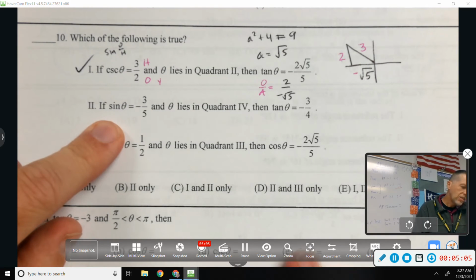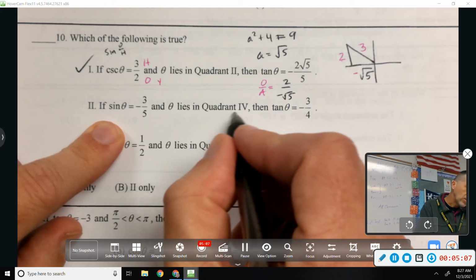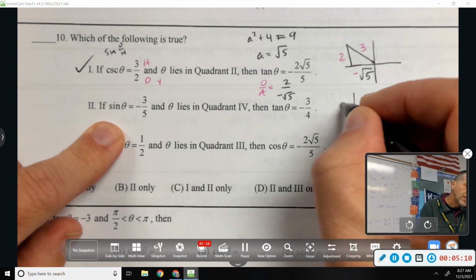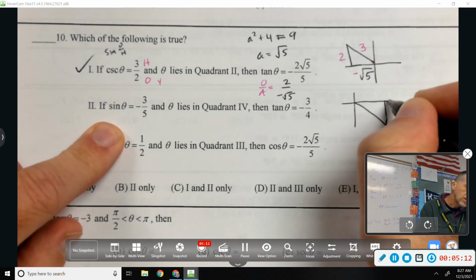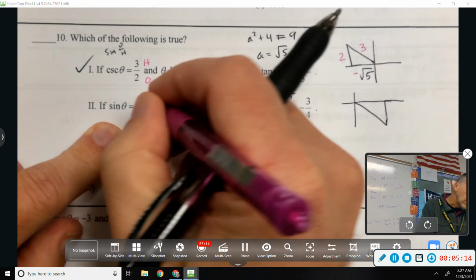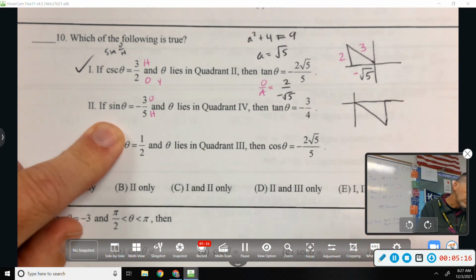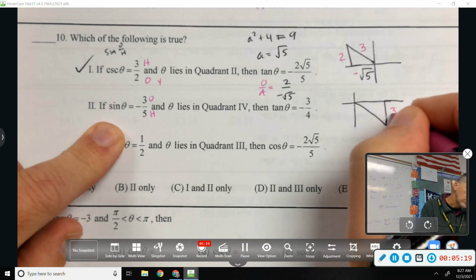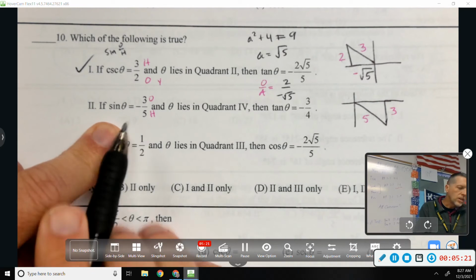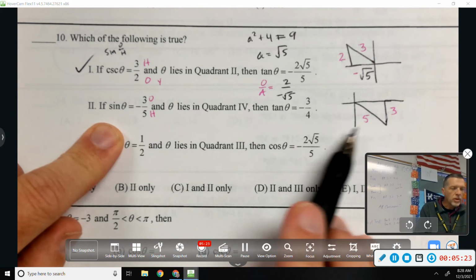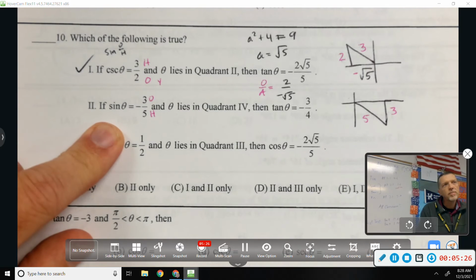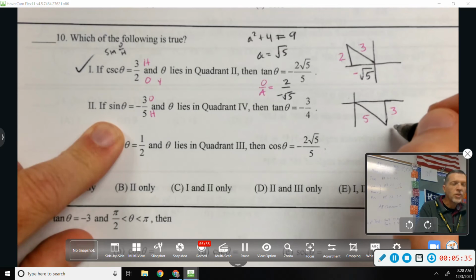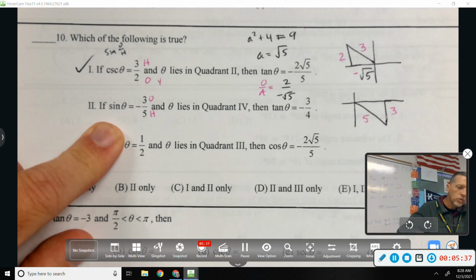Sine is negative 3/5, and theta lies in quadrant 4. I like these that just tell me what quadrant to draw the picture in. Sine is opposite over hypotenuse. So 3 and 5. Where did the negative come from? Did it come from the 3 or from the 5? The 3. Because the radius is never negative. Yeah. And the 3 is going down. Yeah. So the 3 is low, so the 3 is negative.